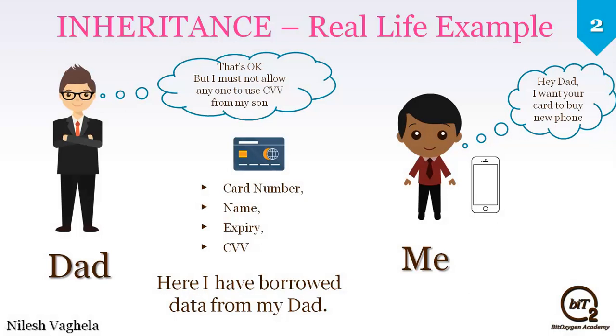If we start with our previous example that was illustrated in our inheritance tutorial, over here I have borrowed data from my dad. That data is card number, name, CVV and expiry date. So my dad is a base class and I am the derived class. Now the thing to be understood over here is that the derived class is having only one base class, or you can say the base class is only derived once.